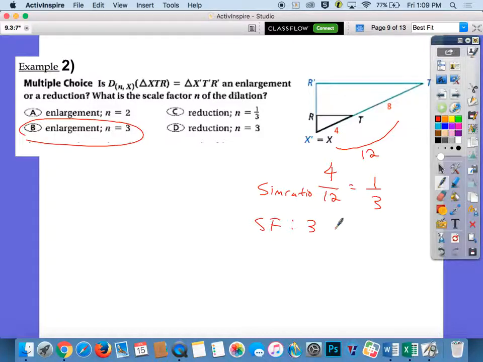Again, don't get too hung up on this notation right here. The main thing is going from your triangle X star to X prime, T prime, R prime. And of course it would be reversed if I went backwards. If I went from my primes, from my blue to my black, then I would be shrinking it. Notice your scale factor is 3, so it's going to be an enlargement. It's bigger than 1.